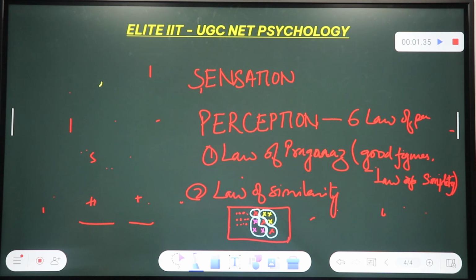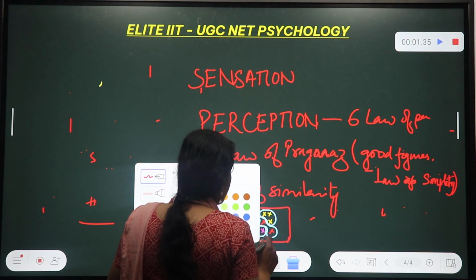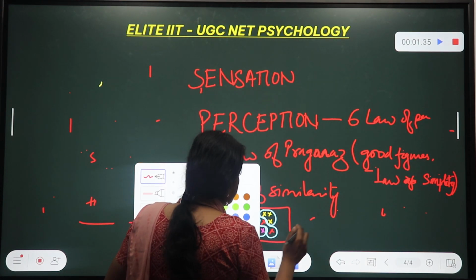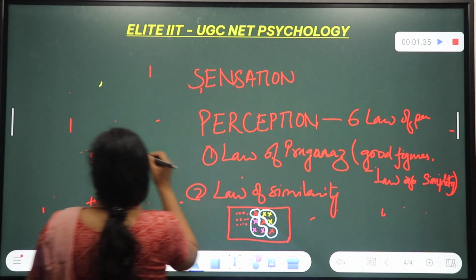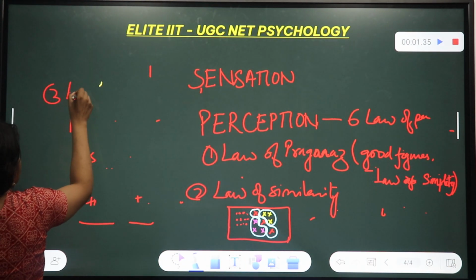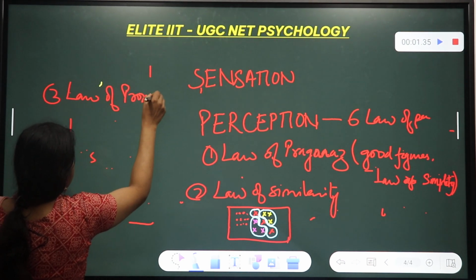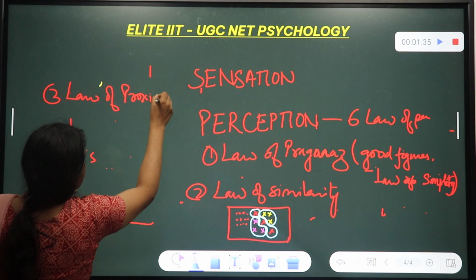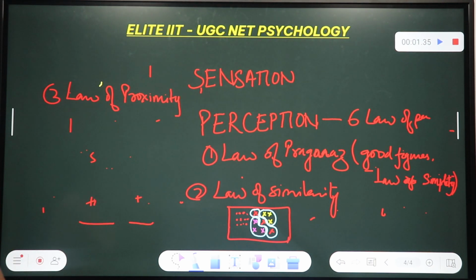Third is the law of proximity. The law of proximity means those things which are close together are perceived as one.